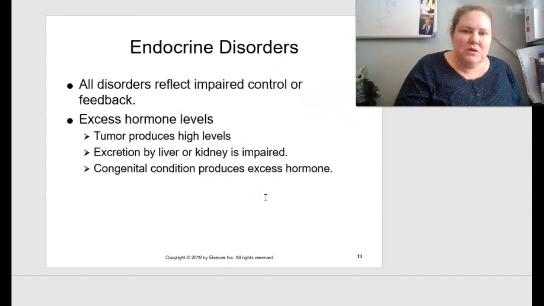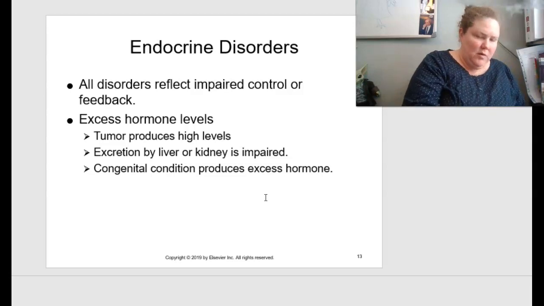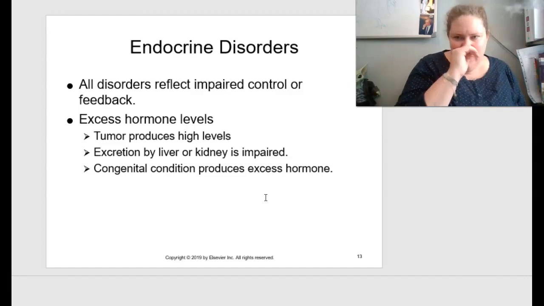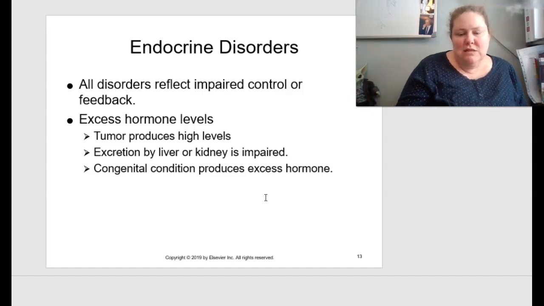Talking about endocrine disorders, all disorders reflect impaired control or feedback, and this can result from excess hormone levels. Some examples of what can cause that: a tumor can produce very high levels of a hormone that we weren't ready for, or the excretion by the liver or kidney can be impaired. So no longer are we releasing the amount of hormones that's supposed to be out there. We can also have a congenital condition that produces excess hormones.